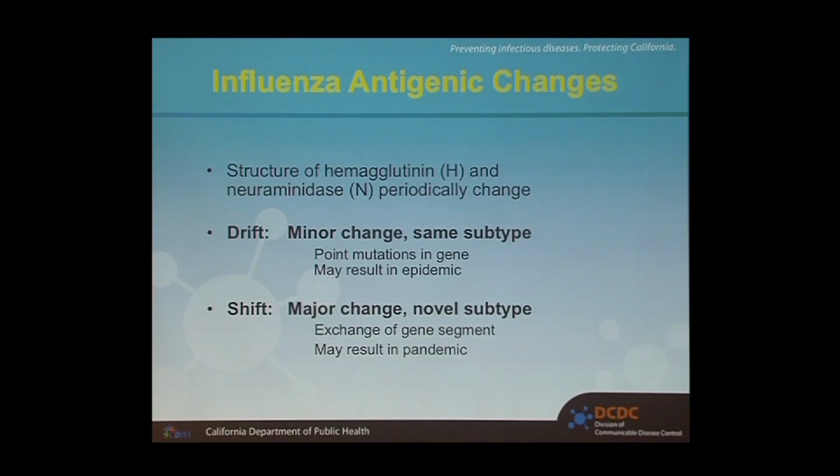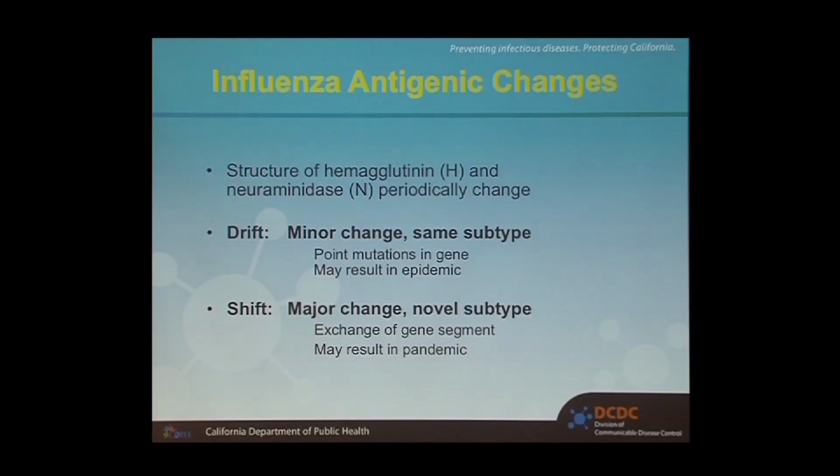In contrast to the gradual evolutionary change of drift, there's something else called shift, and that's a major change. So in drift, we have an AH1 virus that stays AH1, but looks a little different. But in shift, the major circulating virus was H3 and is suddenly H5. Or the major circulating virus was a human H1 and is replaced by a swine H1.